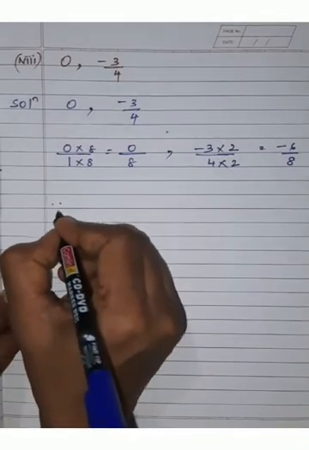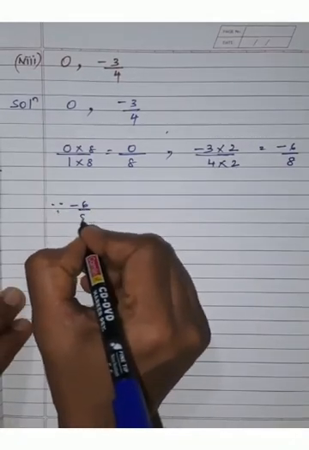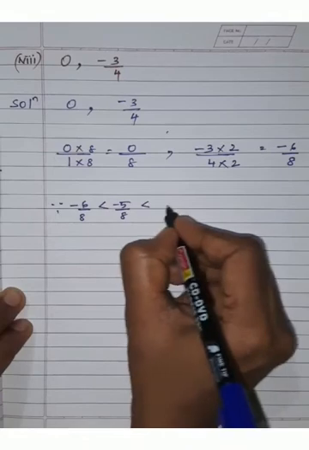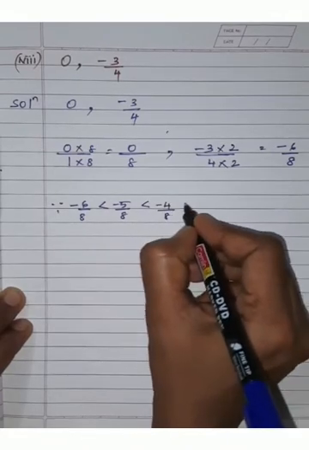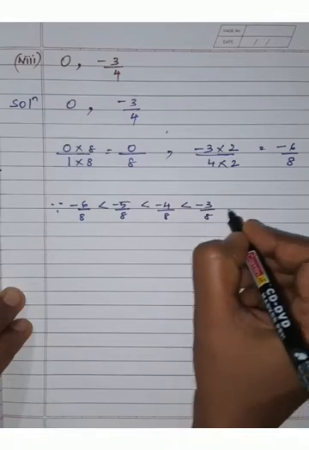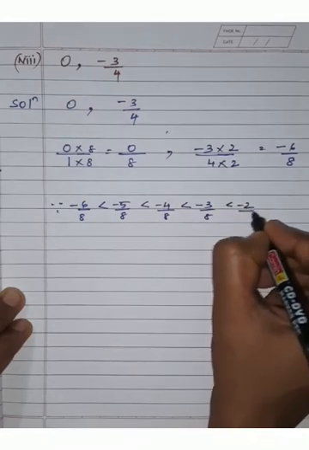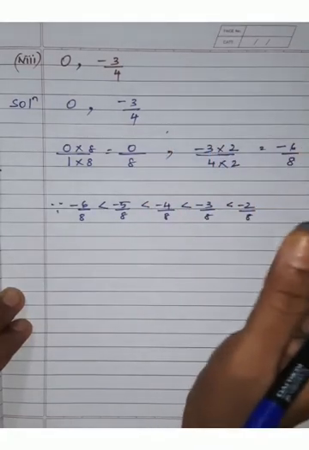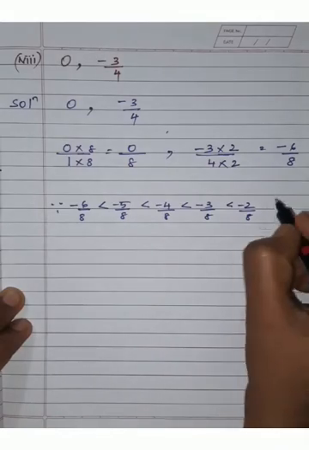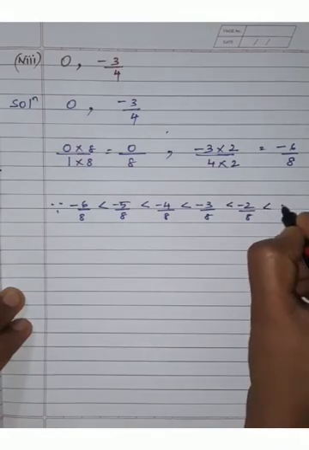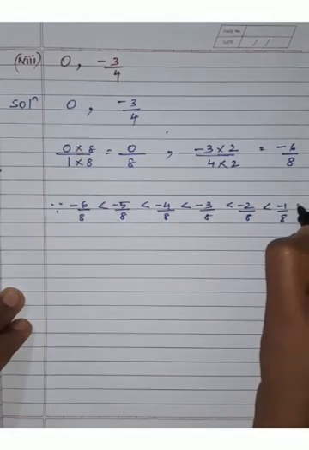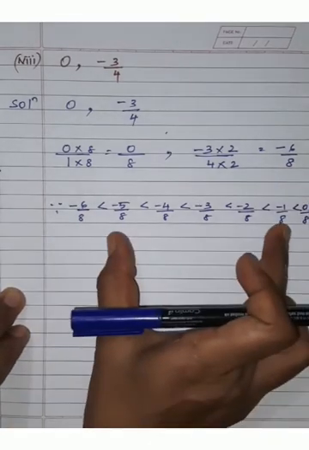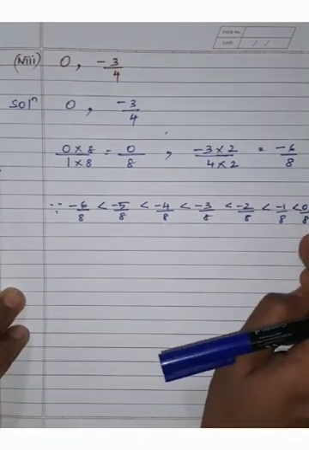Now children, you know that minus 6 upon 8 is less than minus 5 upon 8, okay, and minus 5 upon 8 is less than minus 4 upon 8, and minus 4 upon 8 is less than minus 3 upon 8, and minus 3 upon 8 is less than minus 2 upon 8. Like on the number line, if you see children, as we go towards the right, the numbers are increasing. Okay, and minus 2 upon 8 is less than minus 1 upon 8, and minus 1 upon 8 is less than 0 upon 8. Okay children, so we get these many numbers between minus 6 upon 8 and 0 upon 8.